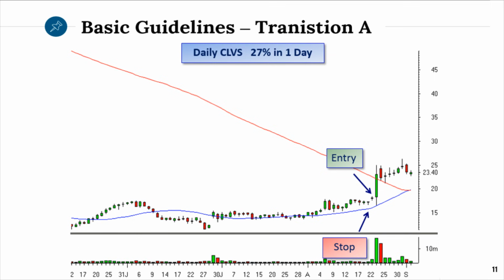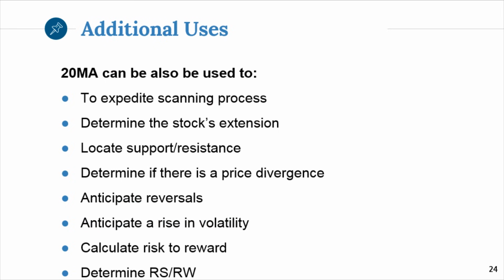So, okay, going back to that slide, anticipate a rise in volatility, calculate the risk to reward. When the moving average is your target, then you can actually calculate the reward to risk. For example, on every single climactic that I do, the 20 period moving average is my target. So if I get in here, my stop is here, and let's say the moving average is my target, the target is right here, then I know the stock has about, let's say, 2 to 1 reward to risk. So you can actually use it to calculate reward to risk.